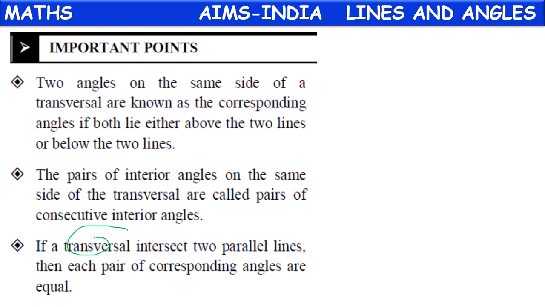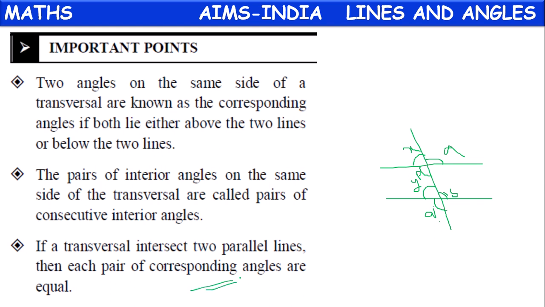Next, if a transversal is drawn for parallel lines, then the corresponding angles will be equal. So x equals y, or on this side, a equals b, or on the lower line, angle p equals angle q. Corresponding angles are equal.